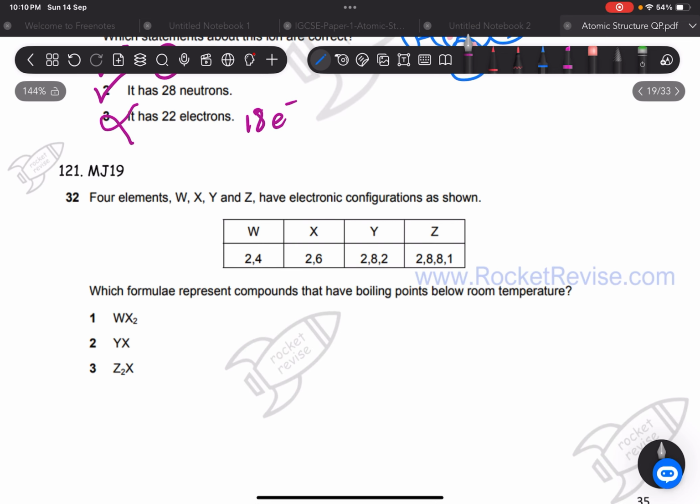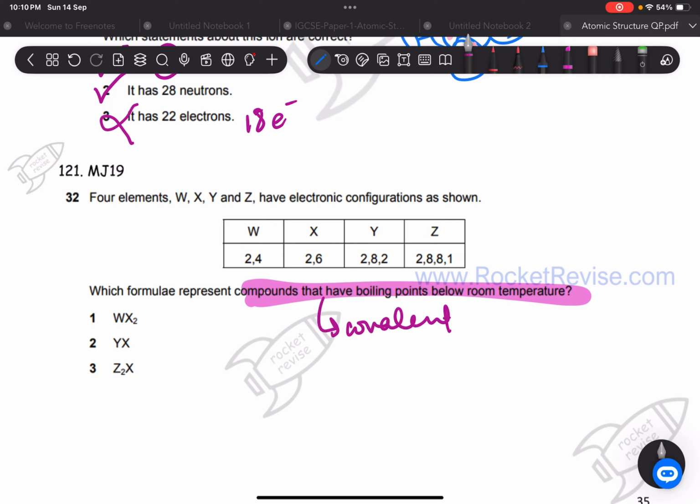Four statements about W, X, Y, and Z, which have electronic configurations as shown. Which formula represents the compounds that have boiling points below room temperature? Below room temperature means, what does this mean? They should form what kind of compounds? They should form covalent compounds, because if they're covalent, they're definitely going to be, you know, below room temperature. So this, I guess it's your potassium.